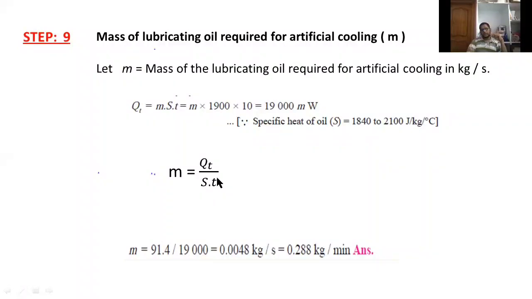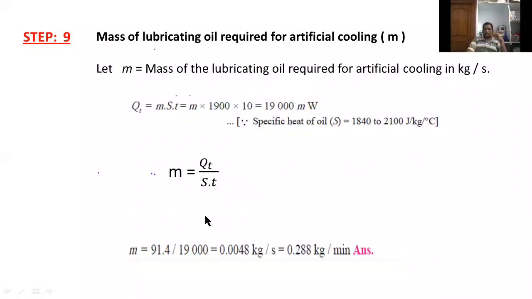So Qt is equal to that 98 point value, and S is the specific heat of oil. The specific heat of oil is 1840 to 2100. You have to consider within these two values. The rise of temperature, small t, is also given. Here I consider S equal to 1900 and t equal to 10 degrees. The rise of temperature, 10 degrees, is given in the question.